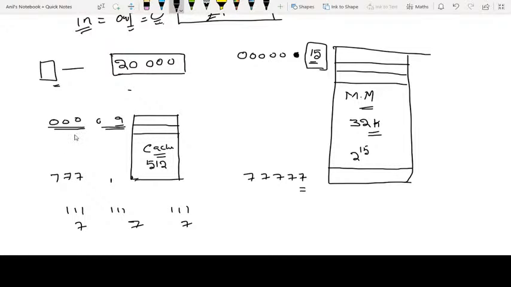So here there is a problem. What we need to do is map the reference address of the CPU to the corresponding address within the cache memory. In other words, the CPU sends a 15-bit address that should be mapped to the corresponding 9-digit address within the cache memory. How do we do that? Let me tell you.